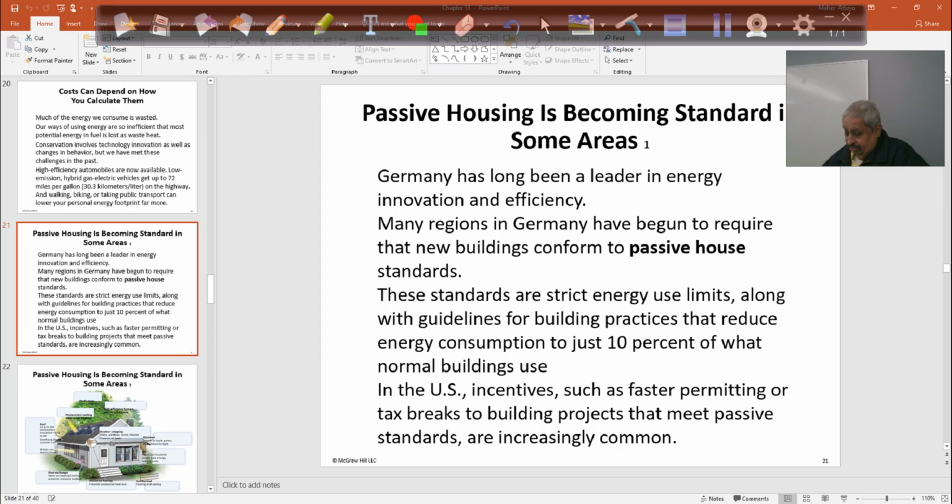And those are how the new houses are built, they're called passive housing. Passive means the opposite of active. Active means they can give away heat very easily, and that's what you have in an old house.